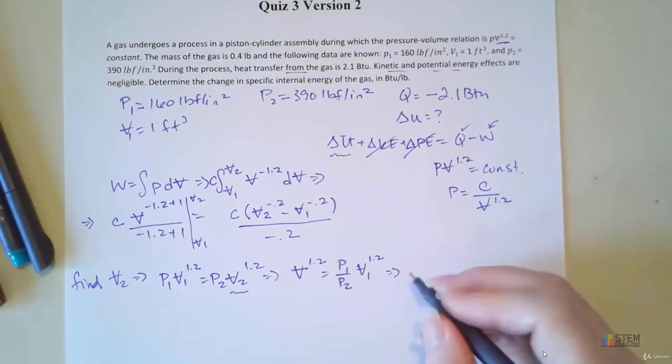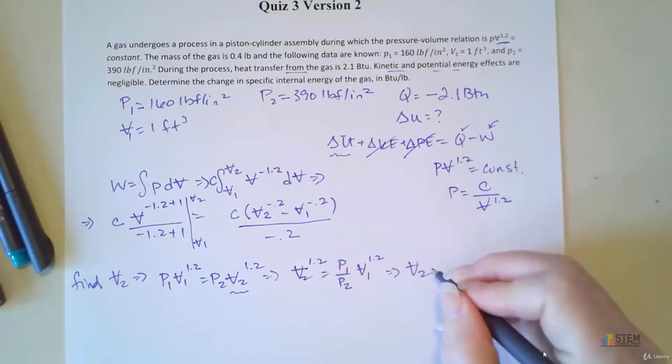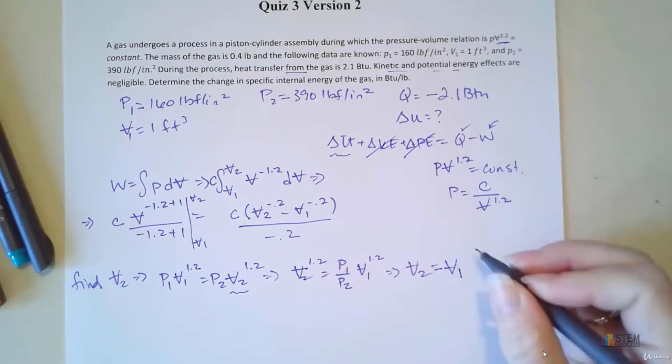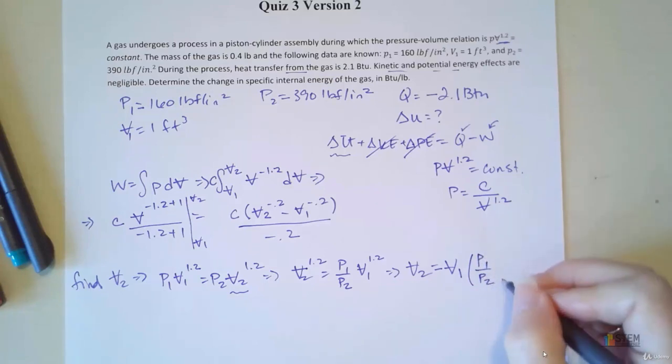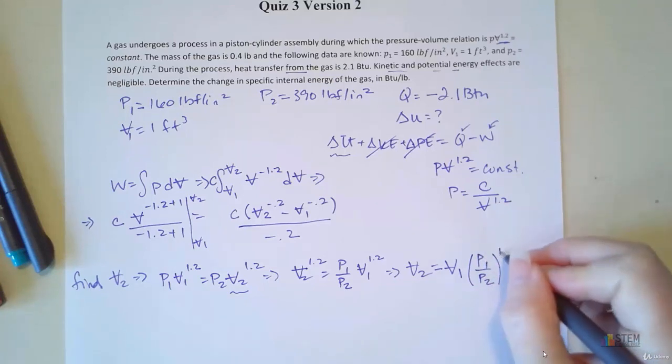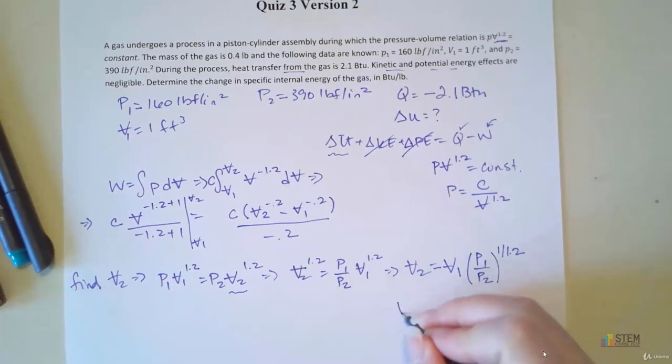So once you get rid of that, you're going to end up with V2. V2 equals V1 times P1 over P2, and then the exponent here is 1 over 1.2. Alright, so now you end up with that. Now we can plug these values in. We know all of these, so we can plug them in.